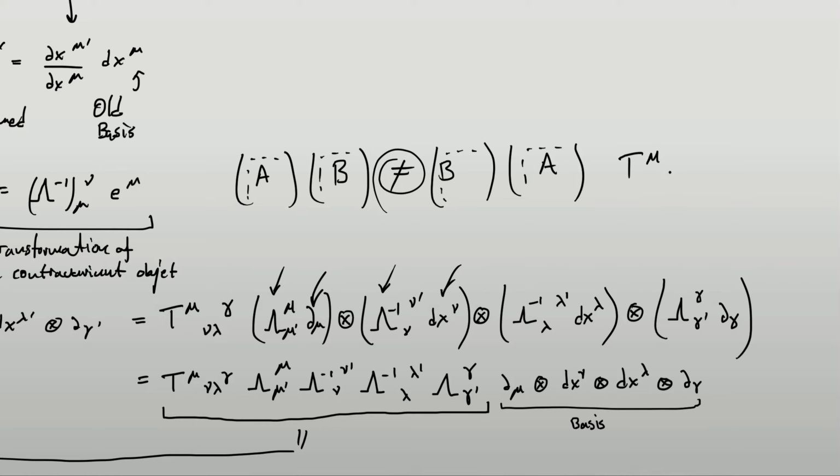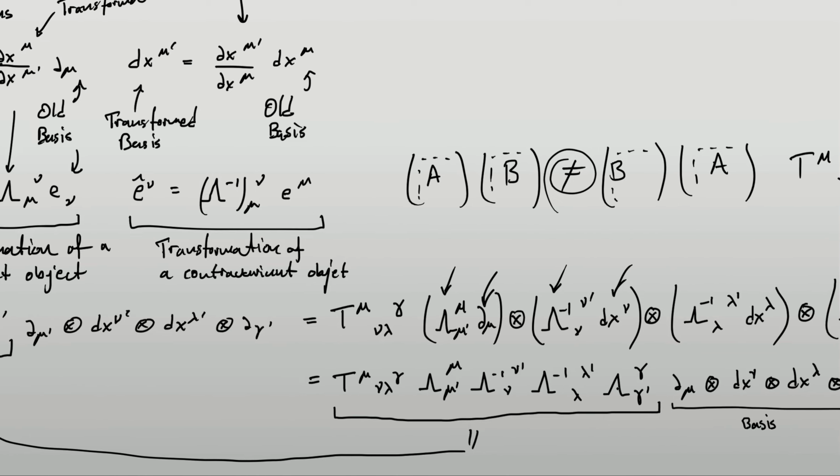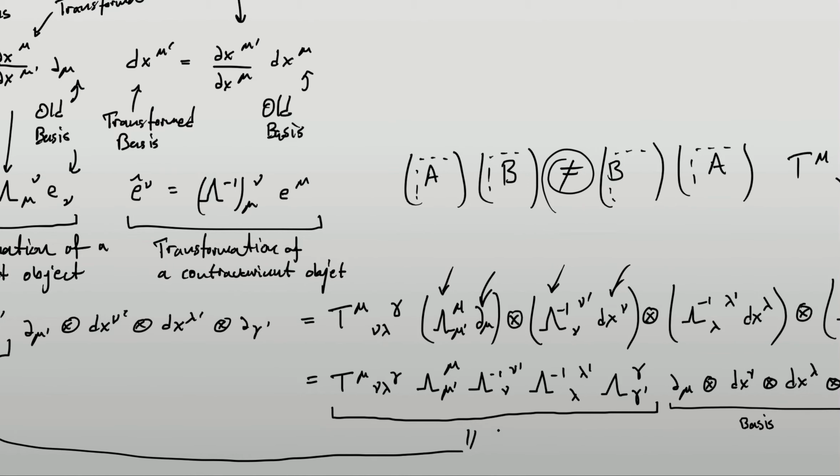T mu nu lambda gamma is not equal to T mu gamma nu lambda. These two guys are not equal, and that's because of this non-commutativity rule. So we place this non-commutativity rule in the context of the transformation of this tensor, and therefore this is a very, very specific transformation. Right? So this is why tensors are so important.